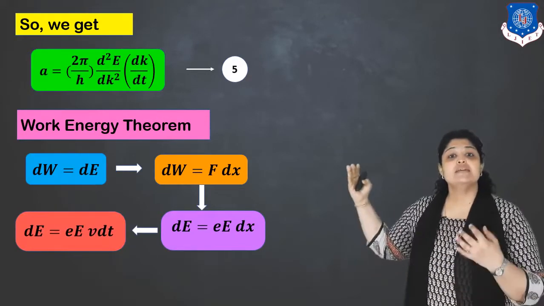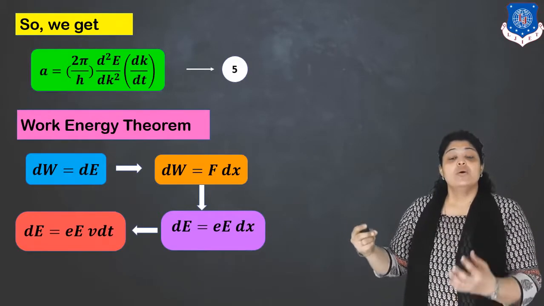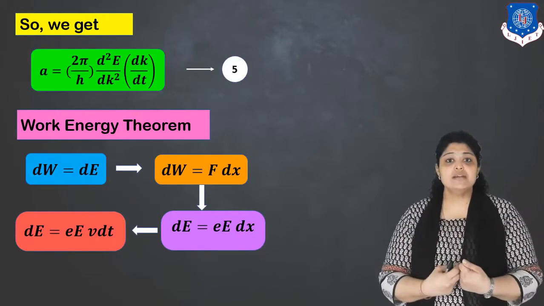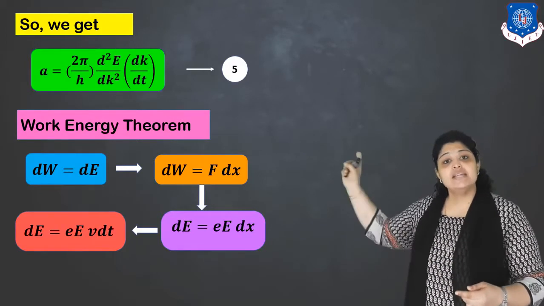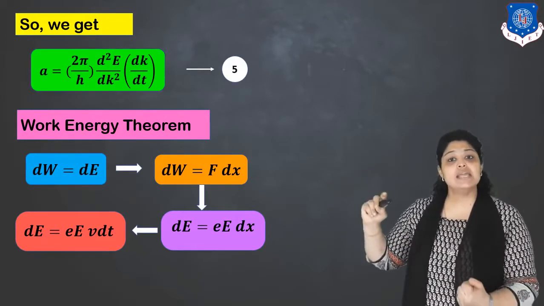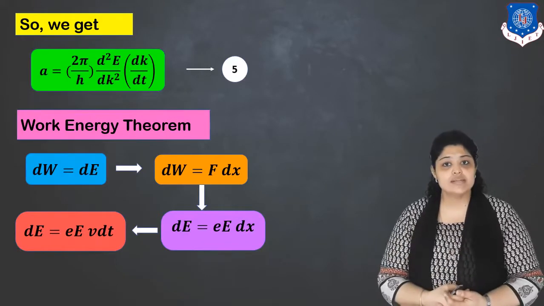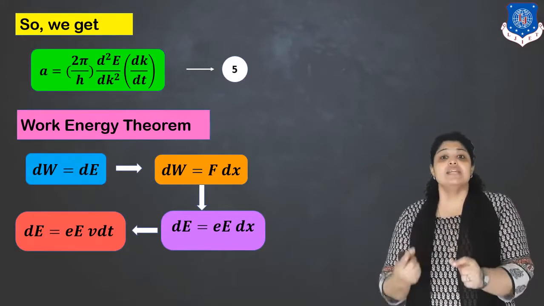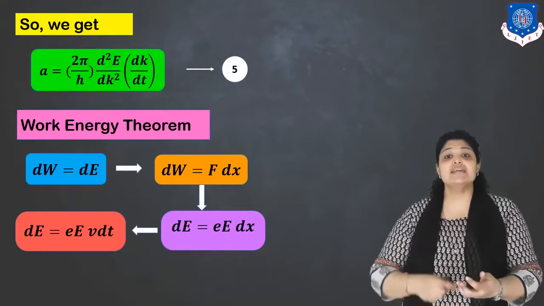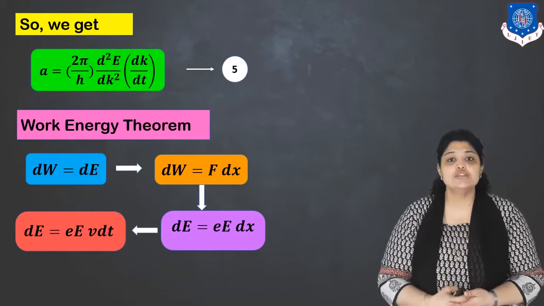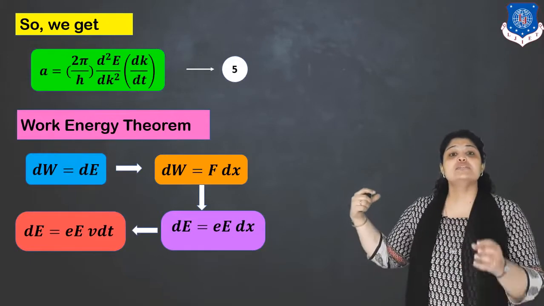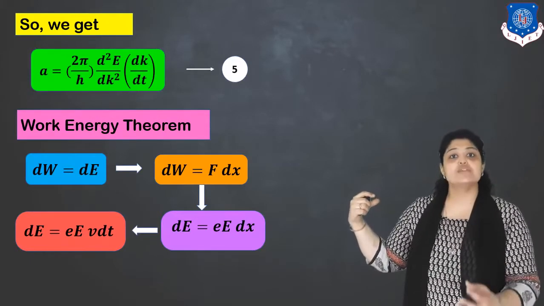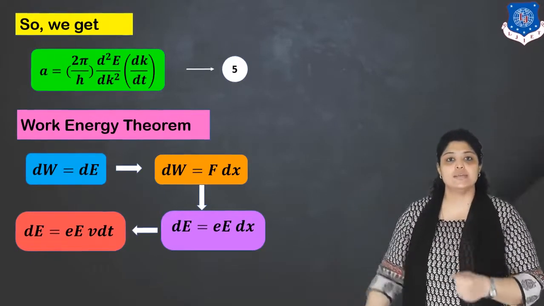This implies, what will be the work done? It can be force into displacement. So we know that dW is equal to F into dx. Comparing these two equations, I can say dE is equal to eE into dx. But I can write the term dx, that is displacement, as velocity into change of time. So we get the final equation as dE is equal to e into electric field into v into dt.